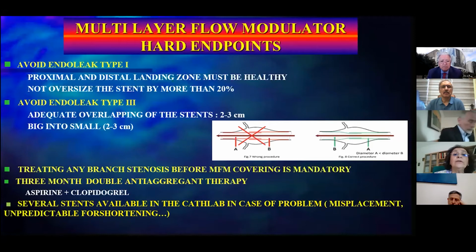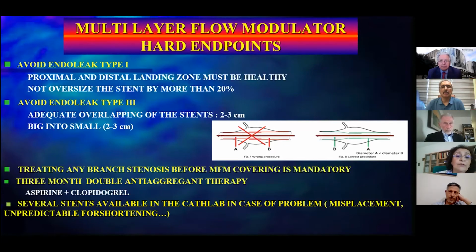So, to avoid embolic type 1, we must ensure the proximal and distal landing zones are healthy. To avoid embolic type 3, we need good overlapping, and we must treat the branch stenosis before covering by the MFM.